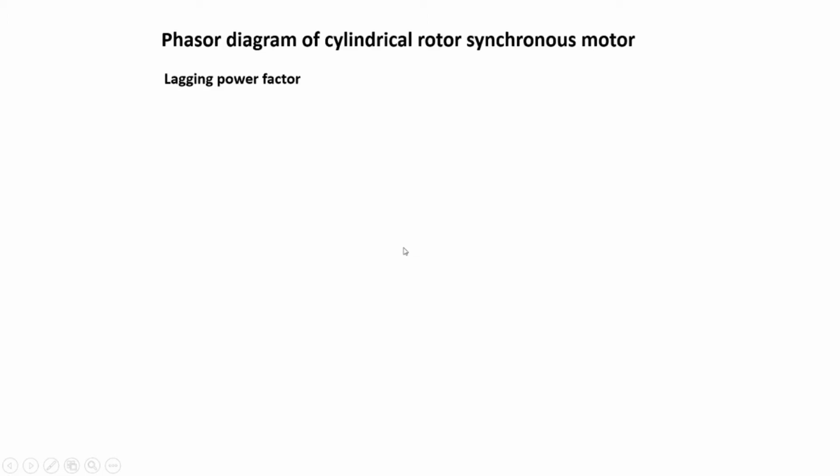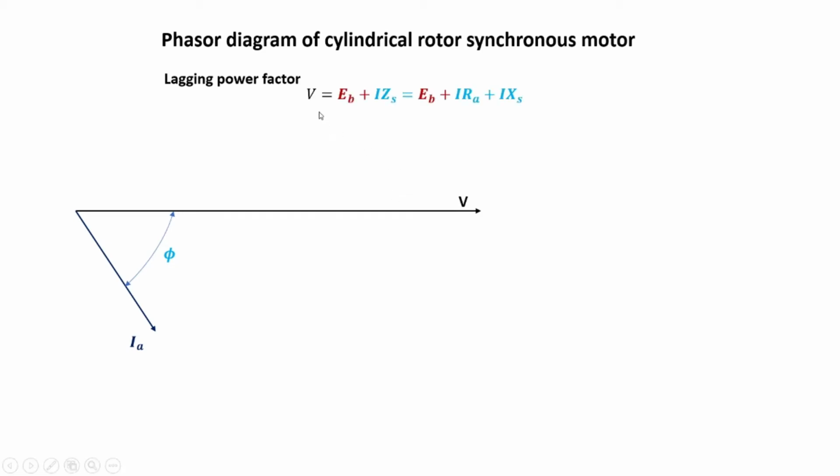Now let's see the phasor diagram of the cylindrical rotor synchronous motor working under lagging power factor of operation. Let's take the terminal voltage V as the reference. Armature current IA is lagging the voltage by a power factor angle phi, and due to this armature current some voltage drops are developed. Those voltage drops are I into RA and I into XS. So as we know, the voltage equation for the synchronous motor is V equal to EB plus I into Zs, which is equal to EB plus I RA plus I into XS.